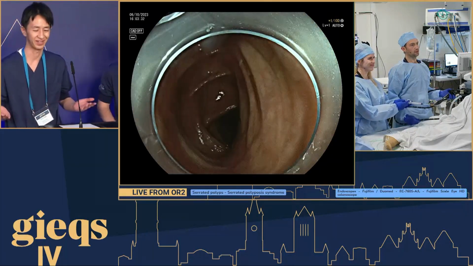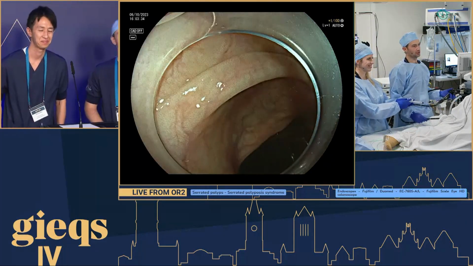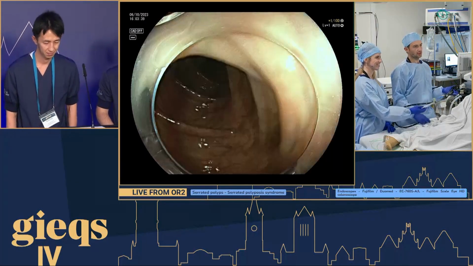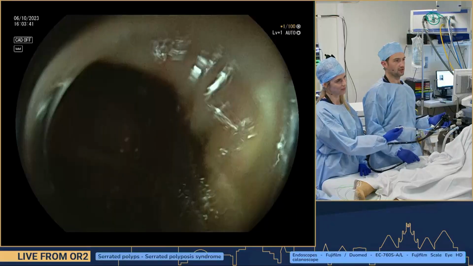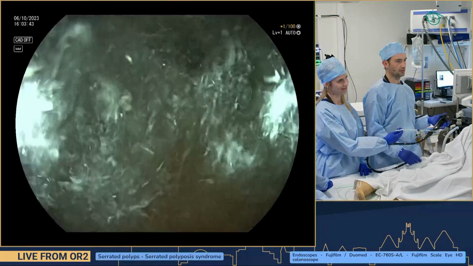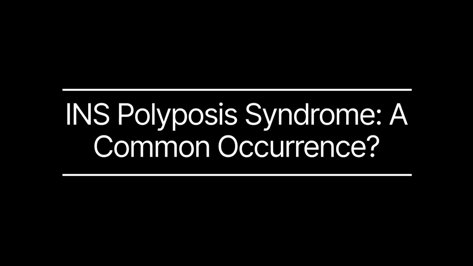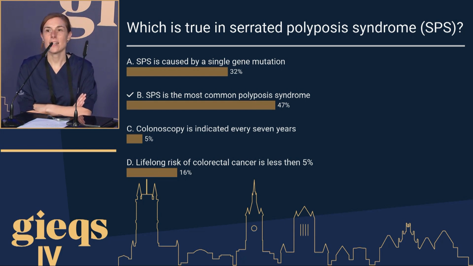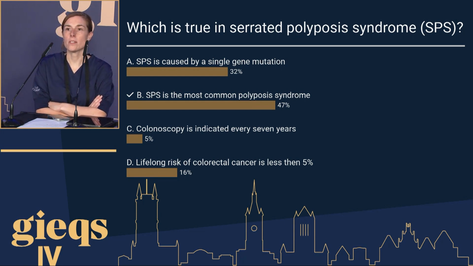I can make them beautiful, but there are some which are just not beautiful, and unfortunately for TV, that was not one of them. But I was saying to Lynn just now, you could have selected an easier thing for me to cut off than that when I came in the room. So which is true in serrated polyposis syndrome. It is the most common polyposis syndrome, and half the people have it, right?